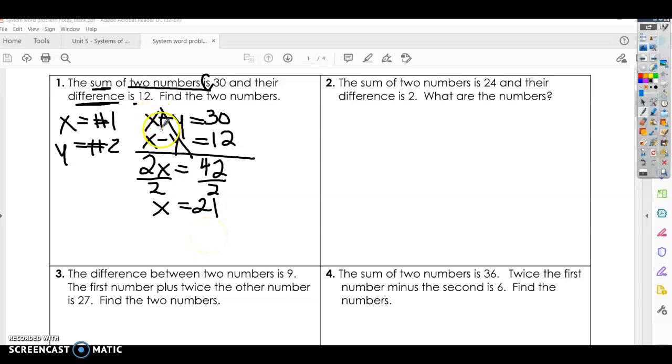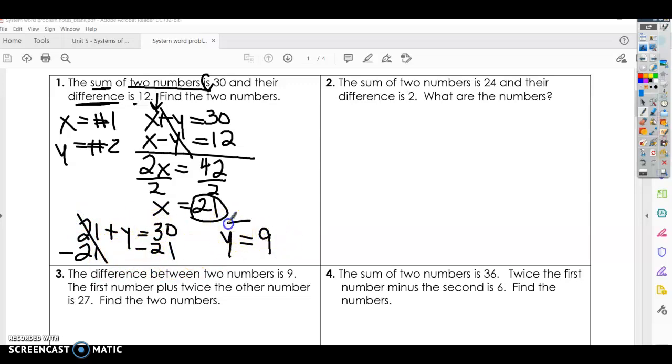All right, then we have to plug that back in to find our other number. So we're going to plug in 21 to one of our first two equations. So we can take this number here and plug it in. So I'm going to have 21 plus y is equal to 30. Subtract 21. So y equals 30 minus 21, or 9.